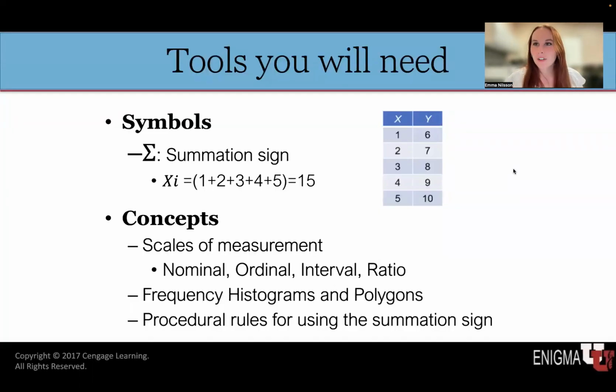Okay, so at the beginning of all of our lectures from here on out, we're going to have a "tools you will need" section where I lay out some of the symbols, some of the formulas, and then some of the concepts that we're going to be discussing in this lecture. There will be a lot of them that we will have talked about before, such as scales of measurement, which we talked about in the last lecture, but then there will also be some new concepts like frequency histograms and polygons, and then procedural rules for using our summation sign.